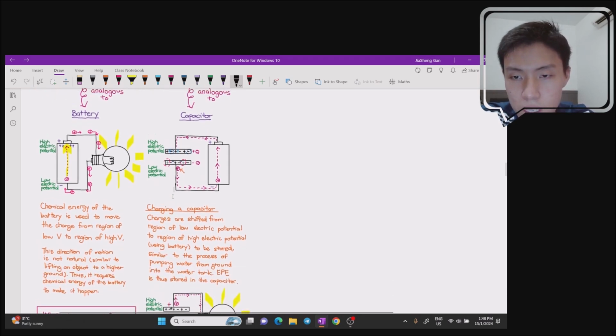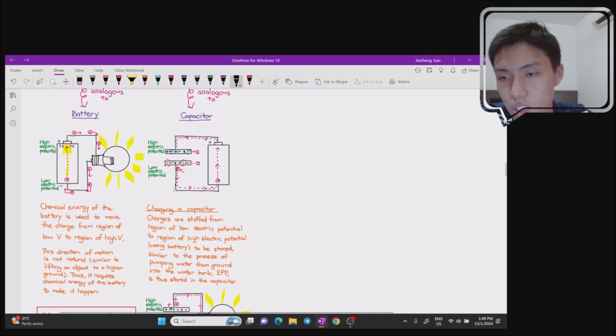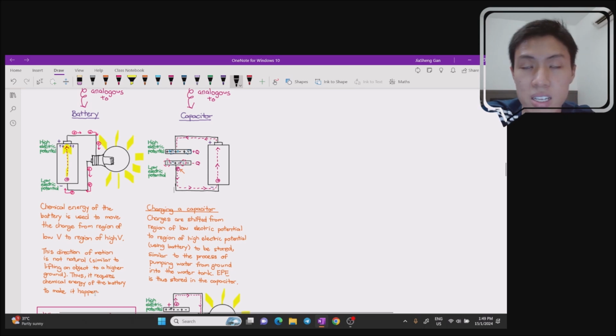Okay, so let's look at the battery first. The chemical energy of the battery is used to move the charge from a region of low potential to a region of high potential. Again, here is low potential. We use chemical energy to bring it to high electric potential. This direction of motion is not natural. As I say, to bring an object from lower ground to higher ground is not something natural. It requires effort. So it requires the chemical energy of the battery to make it happen. So you need to draw energy from an external source, which is the chemical energy in this case.